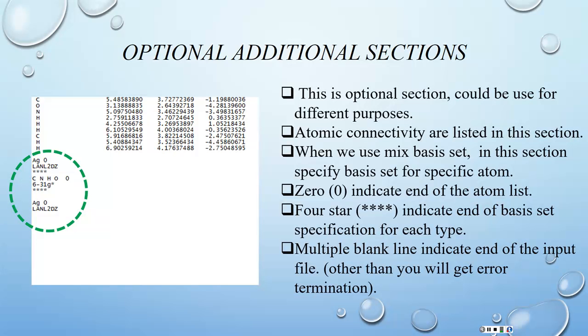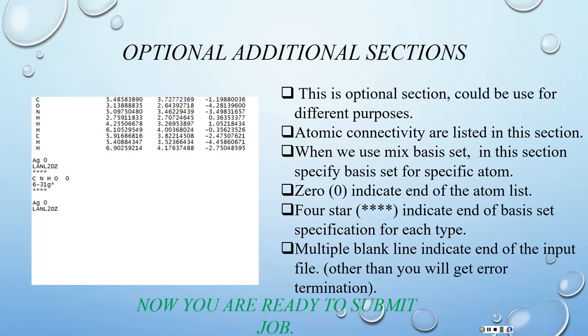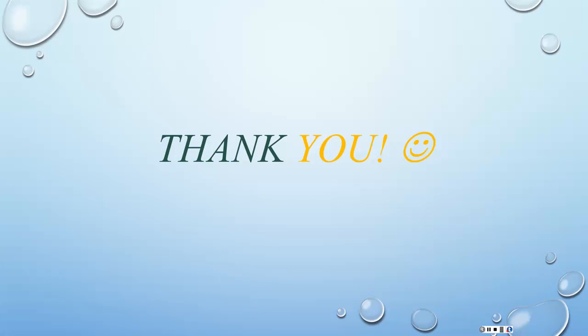And the next important thing, sometimes it's important, is that you have to put multiple blank lines at the end of this section, because that means your input file is done. If you don't put the blank line, you will get an error message in the Gaussian file. And you are ready to go to calculations, submit the job.